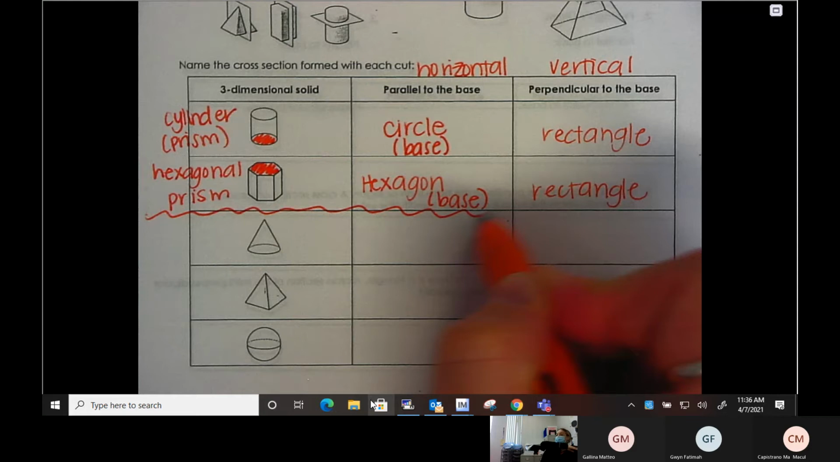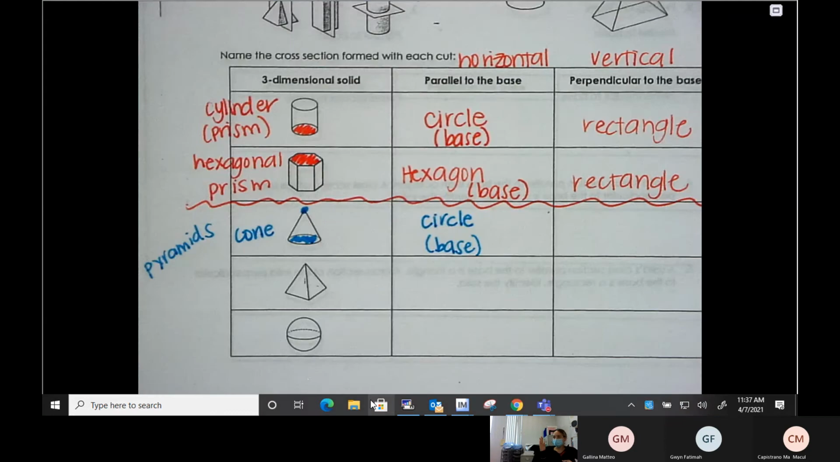So if I slice it horizontal at the bottom, what shape am I going to get? A circle. Well, hey, look at that. That happens to also be the shape of the what? It's still the shape of the base. If I cut it vertical, what shape am I going to get? A triangle. Very nice.